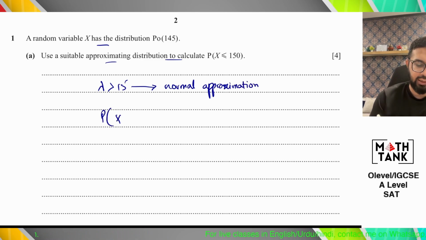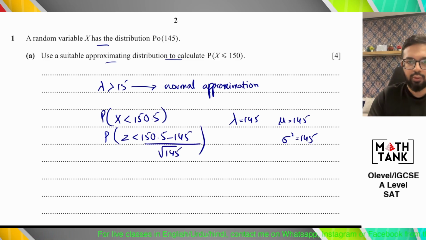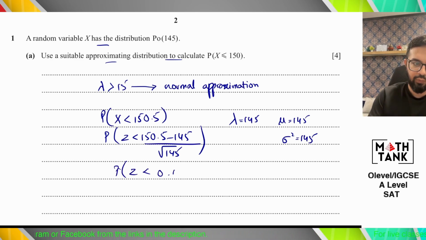So probability of X less than 150.5, which rounds off to this. Lambda is 145, so the mean is 145 and the variance is also 145. Z less than 150.5 minus 145 divided by the root of 145, which gives me 0.457.